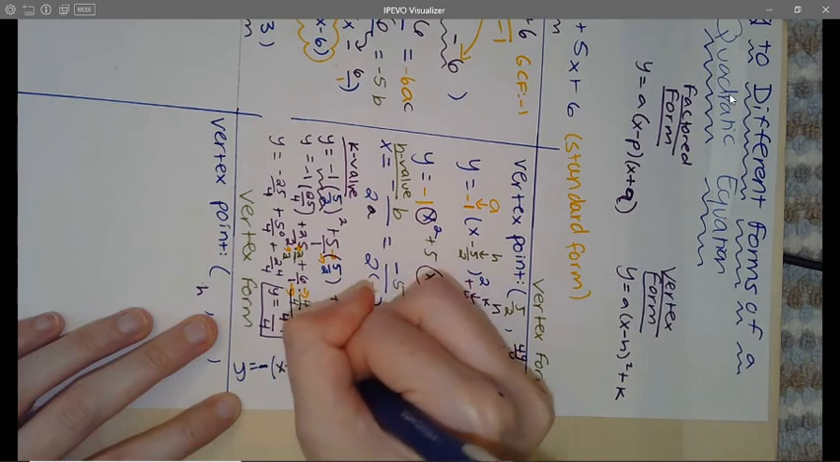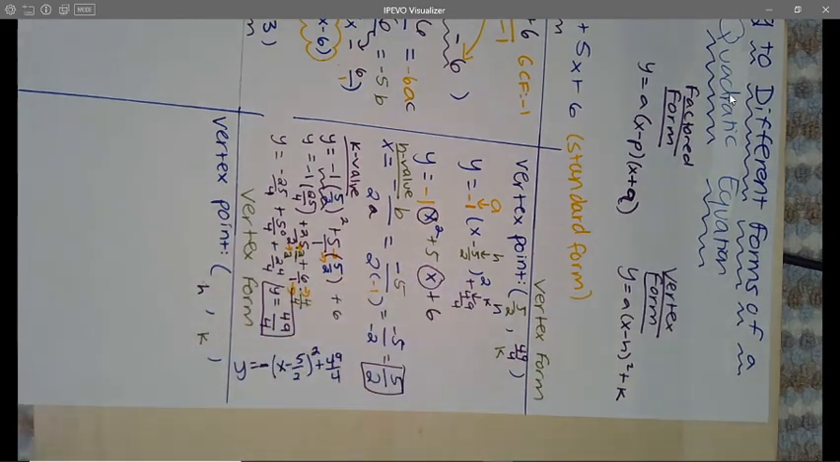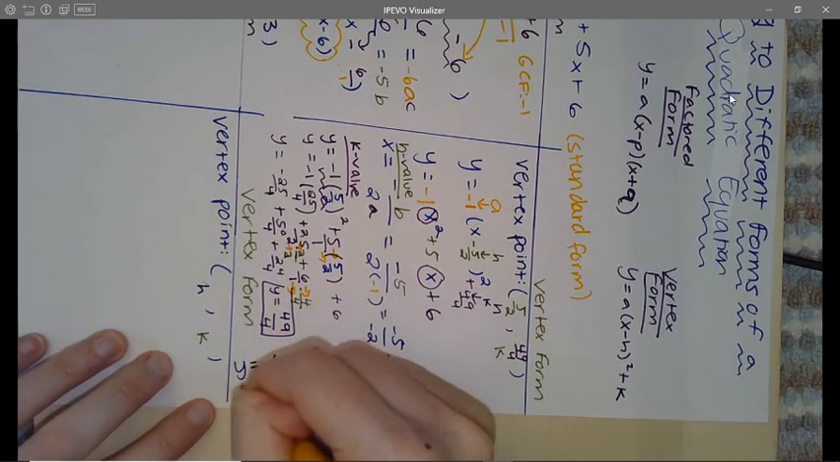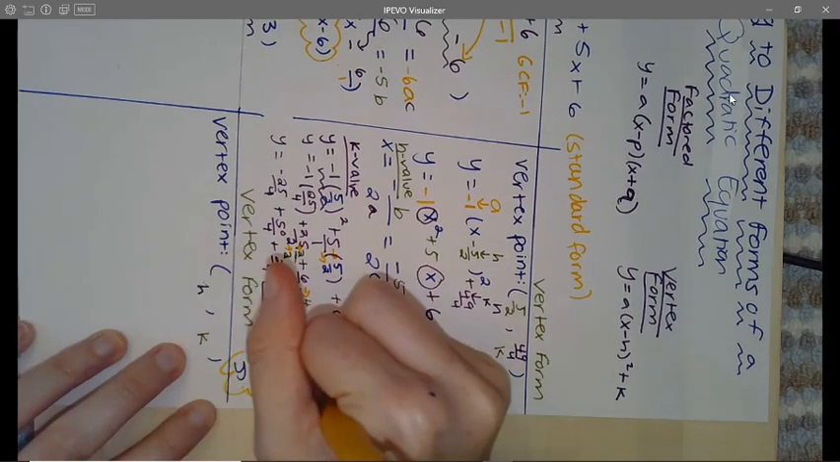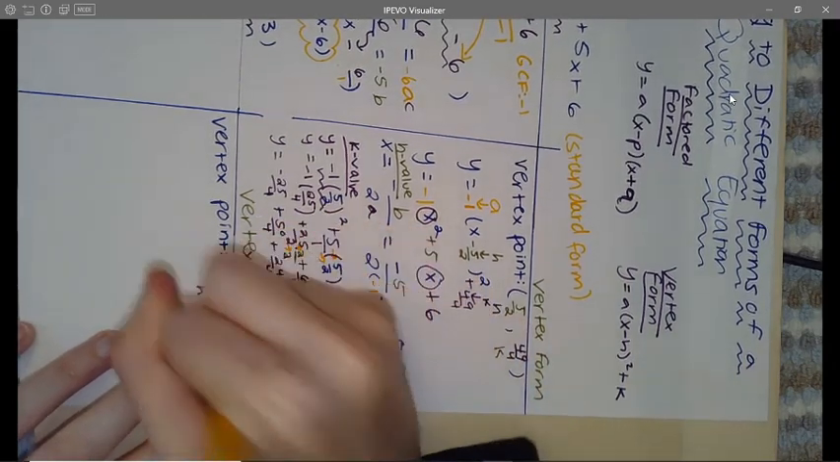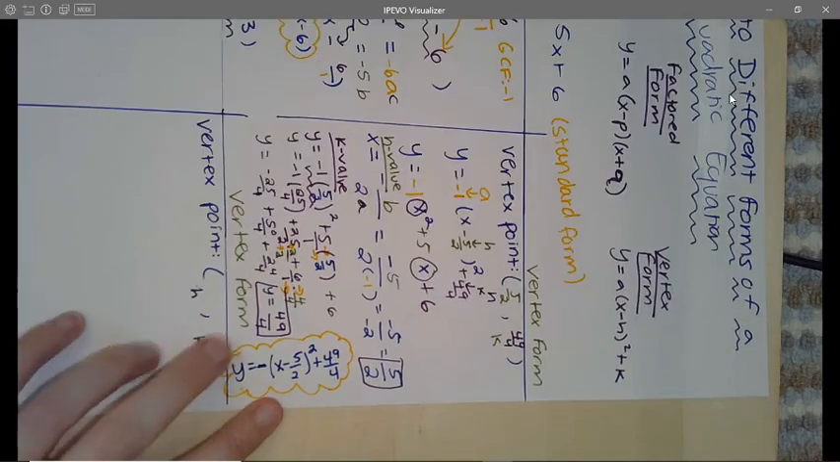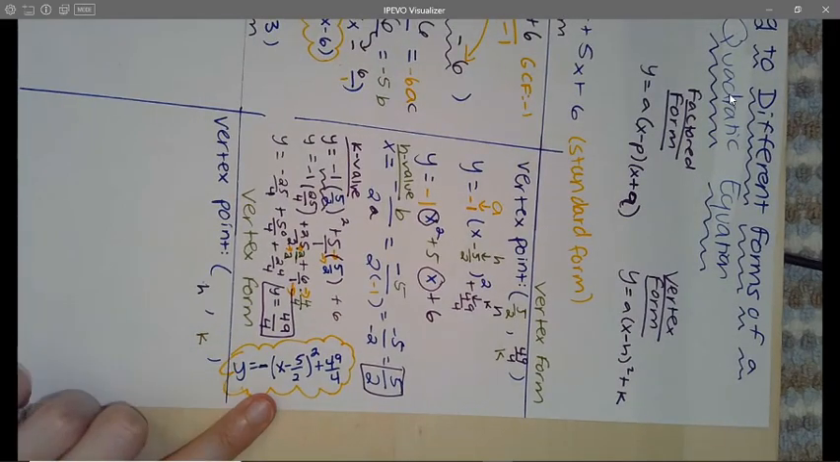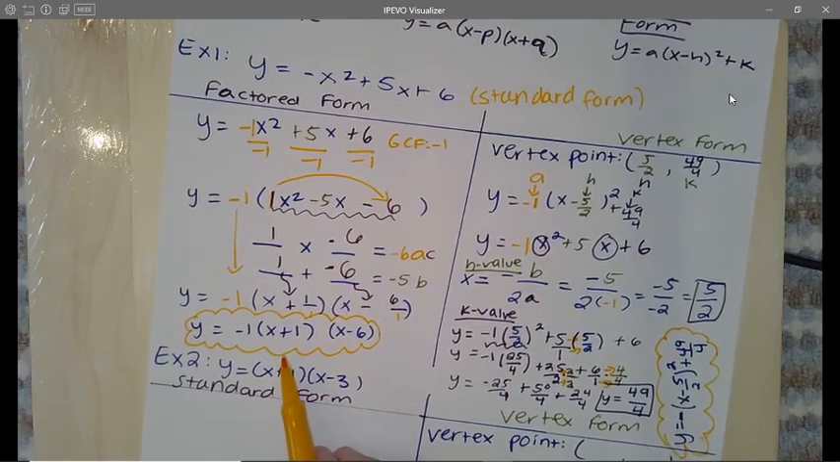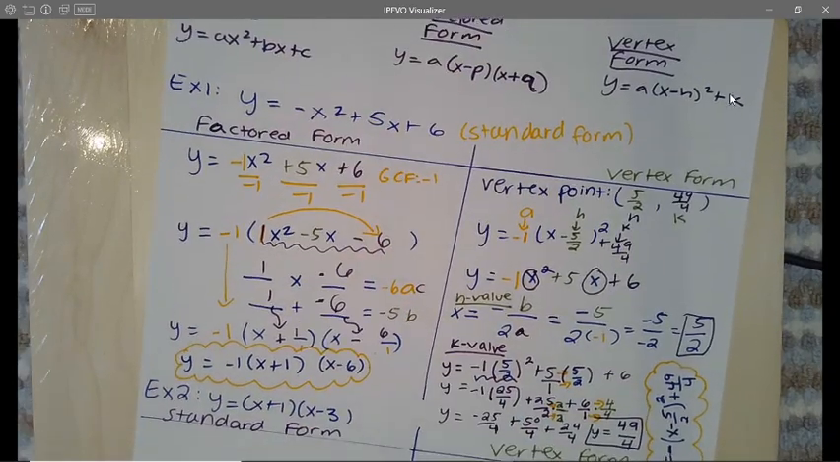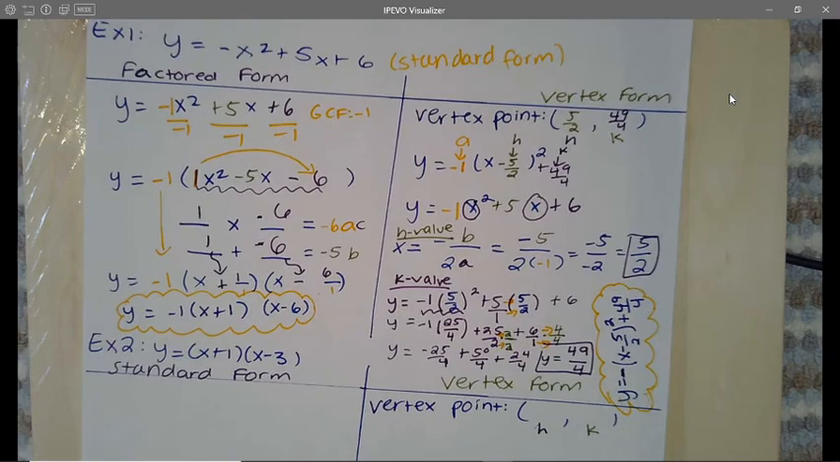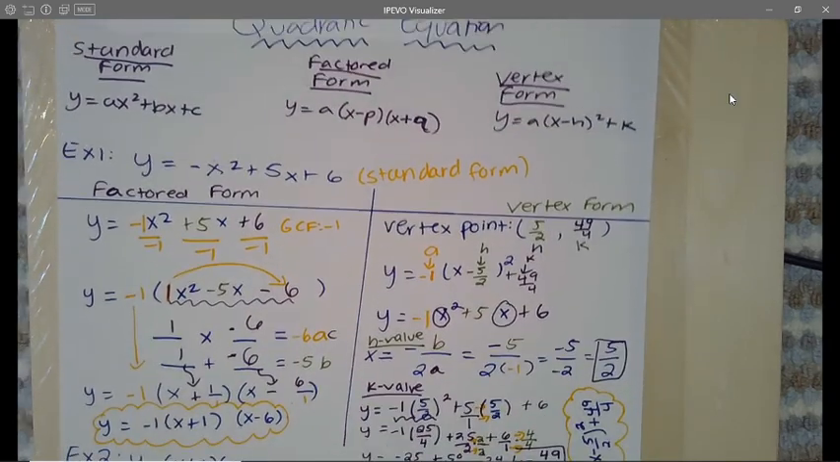Plus 49 over 4. And guess what, you guys? That's our vertex form. Look at that. Oh man, my marker's dying on me. Don't do that. Okay, there you go. So we have vertex form. So that's the vertex form of my equation, and this is factored form. And that would be our standard form. So all three of these forms are equivalent, which is really cool. Nice work, you guys.